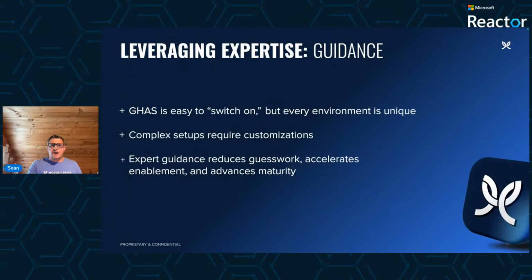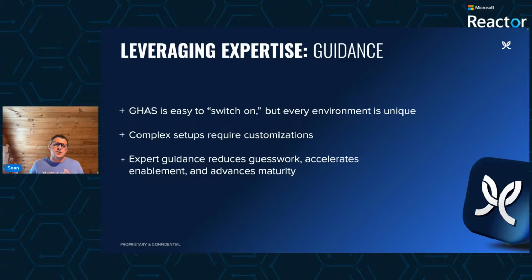Now, one of the great things about GitHub is how easy it is to turn on advanced security and enable features at scale. But the reality is, every environment has its own nuances, and those nuances often require some fine-tuning. For example, maybe your teams are building in Java and Kotlin and need to configure advanced CodeQL for more accurate scanning. Or perhaps you're running self-hosted runners, which means you'll need to install and manage the CodeQL CLI yourself. Maybe your Python projects rely on private libraries that require additional setup. And in many cases, it's not just one of these challenges, it's a combination of several. And this is where having a guiding hand really makes a difference.